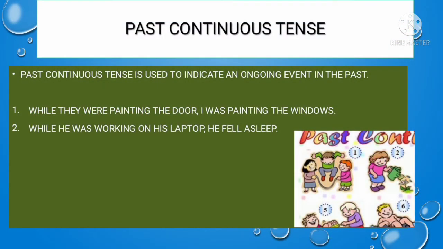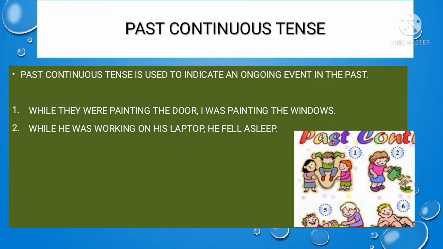Past continuous tense. Past continuous tense is used to indicate an ongoing event in the past. So it was going on continuously for a certain period of time, but now no more. Mostly we use it with another action, like: while they were painting the door, I was painting the windows. That means these two actions were happening at the same time. While he was working on his laptop, he fell asleep. So sometimes it occurs with one simple past and one past continuous tense.